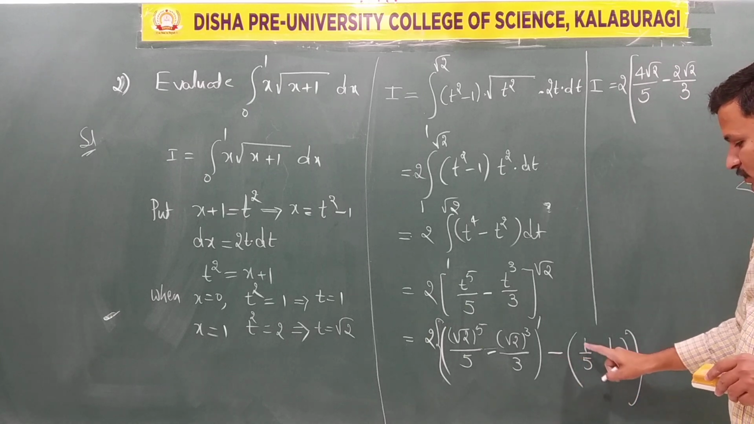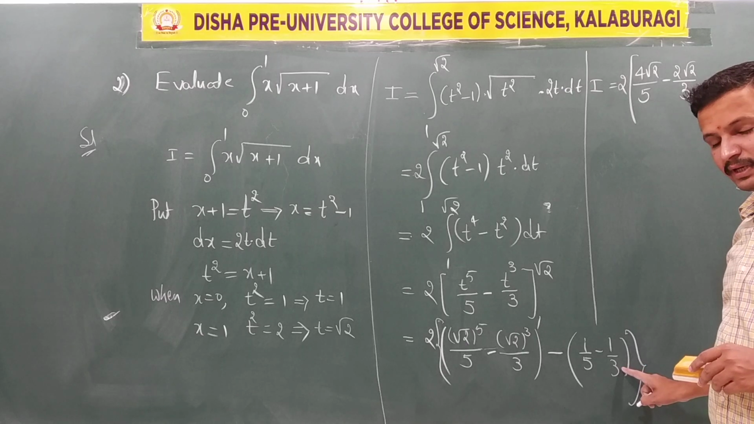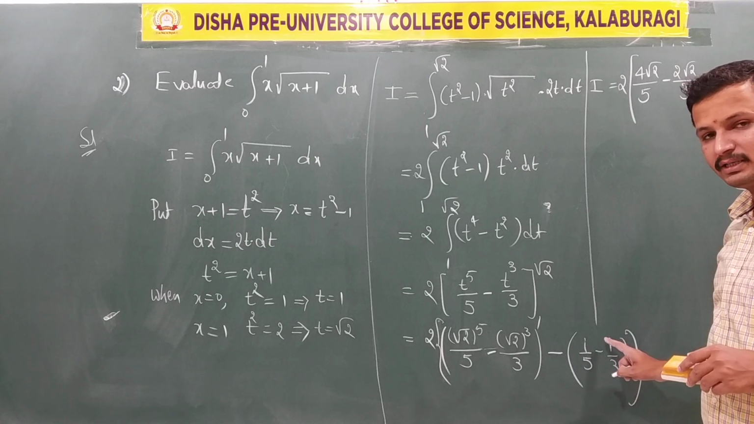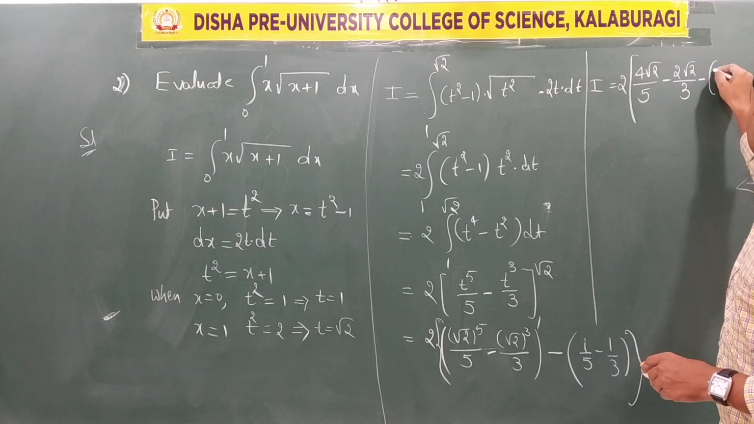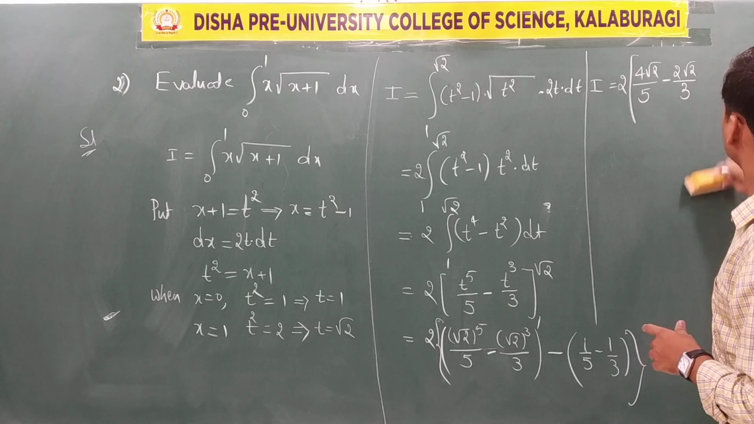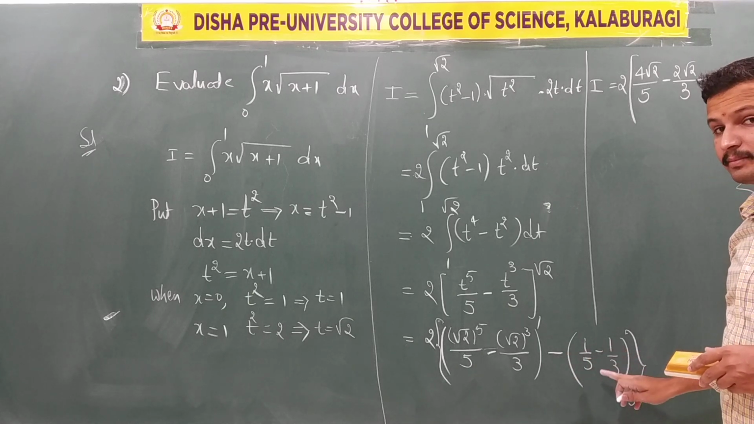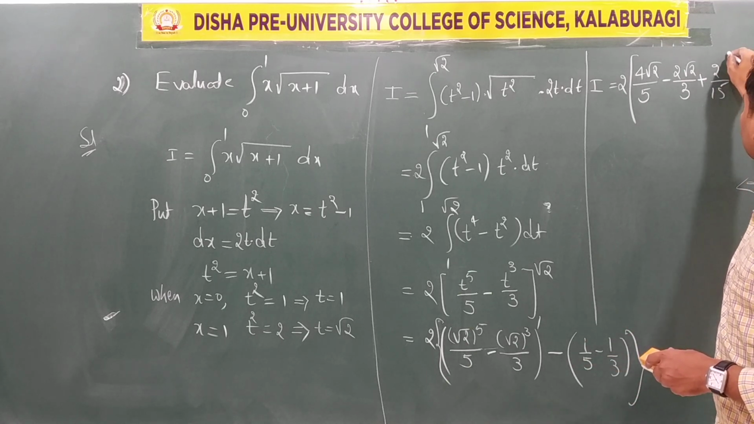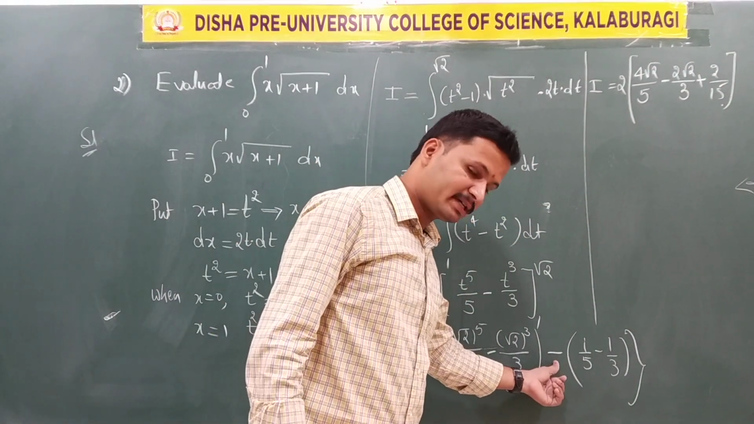Next, here minus into 1 by 5 minus 1 by 3. Just simplify. The LCM is 15, so 3 minus 5 is minus 2, that is minus 2 divided by 15. So we write minus of minus 2 divided by 15, and minus of minus is plus 2 divided by 15. Just see, the outside minus is there.